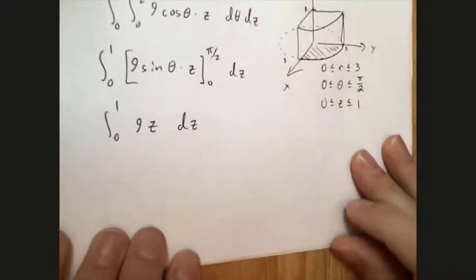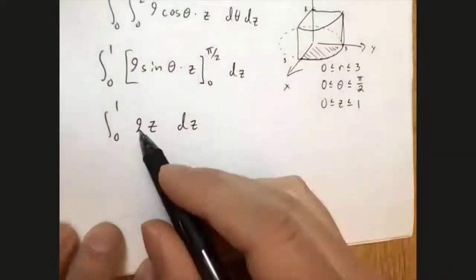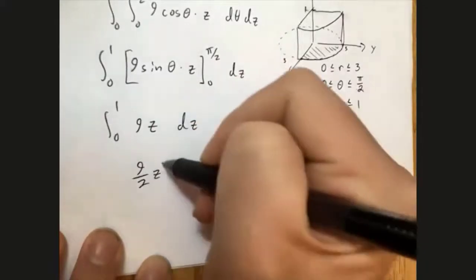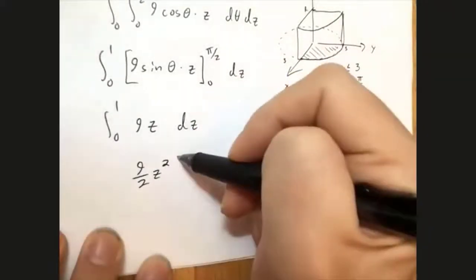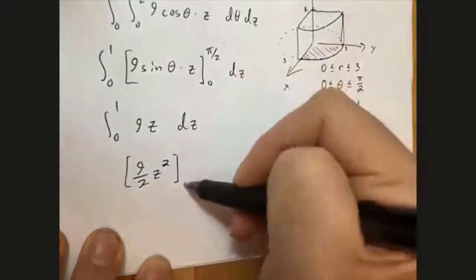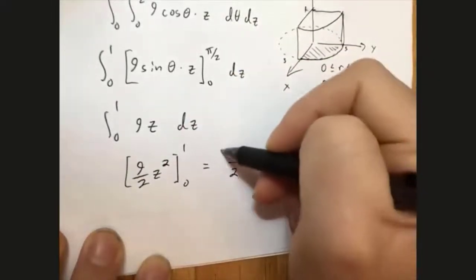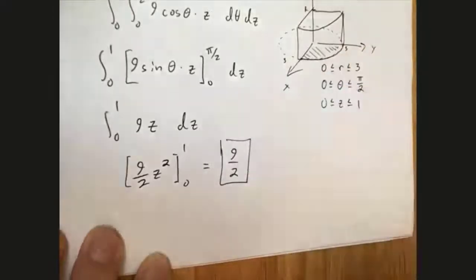Finally, we do this integral. Antiderivative is 9 over 2 z squared, right? Evaluated from 0 to 1, we get 9/2. And so there's our final answer.